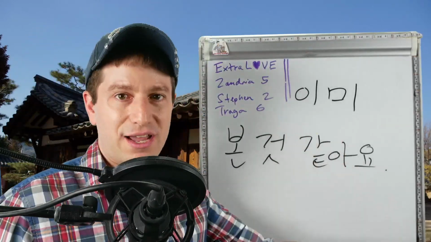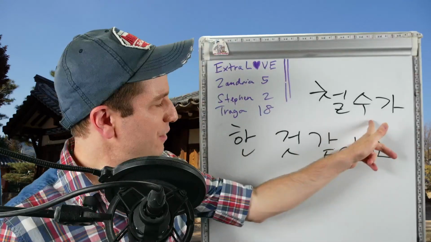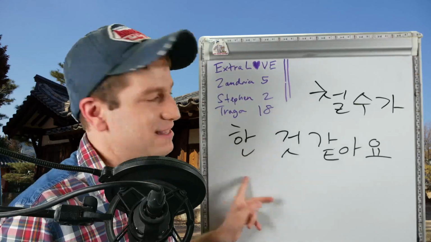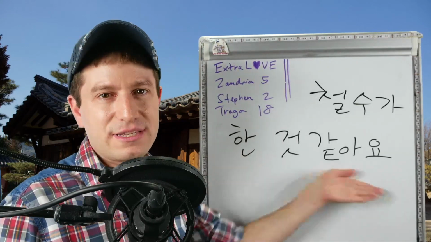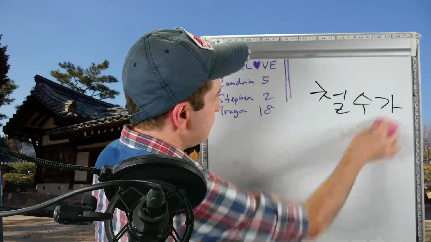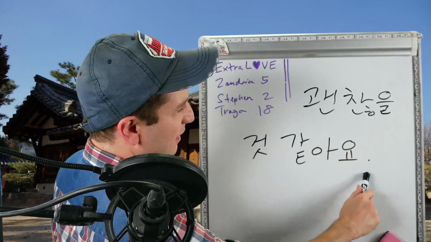이미 본 것 같아요. 철수, our friend 철수, 하다, to do, becomes 한, did, past tense. 것 같아요. I think, or it seems, that 철수 did it. 철수가 한 것 같아요.